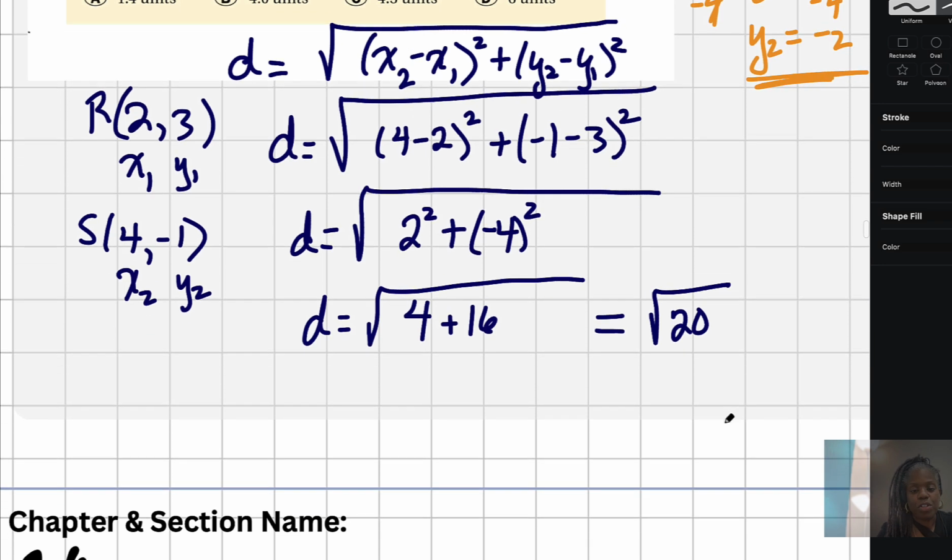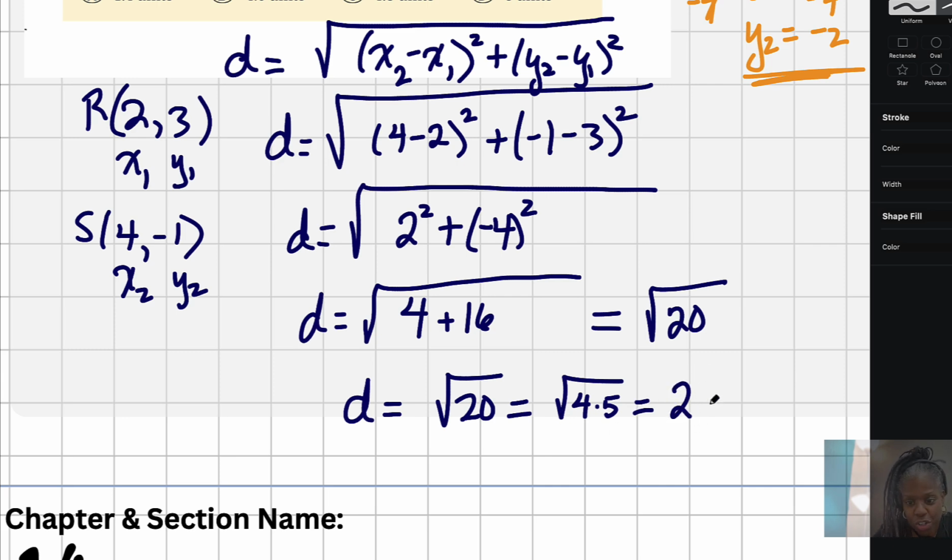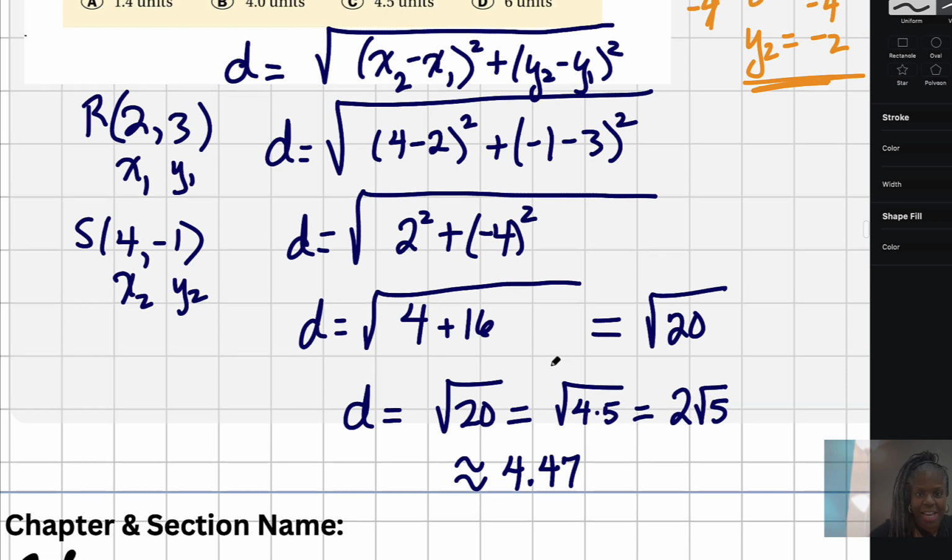Now, for those of you who are good at this, we can actually simplify. The distance is equal to the square root of 20, which is actually simplified to the square root of 4, which is 2, times the square root of 5. So we can write 2 root 5, or if we were to use our calculators and get an approximation, I know that that answer is going to be somewhere between 4 and 5. And when I check my calculator, I get the approximate value of 4.47. So that is the final answer that I have.